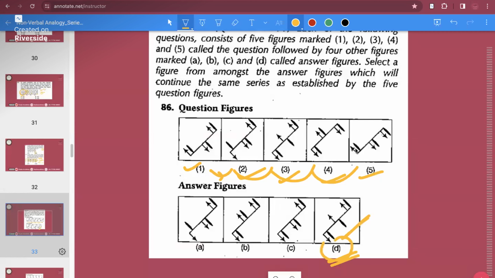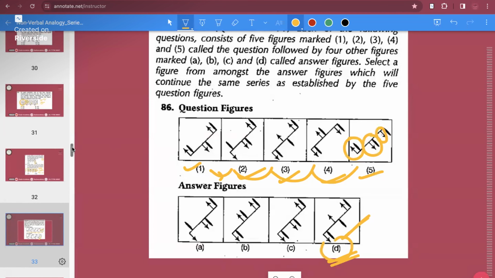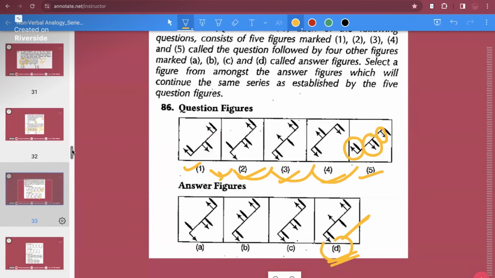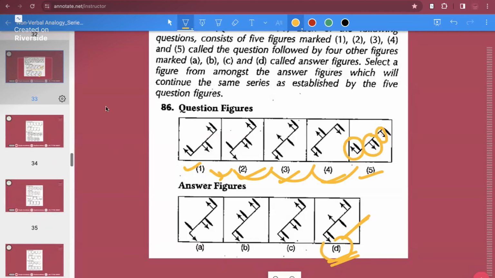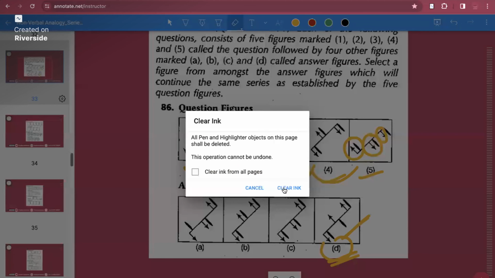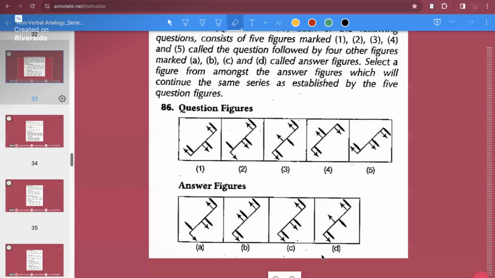I was thinking that it should change in series, that these two and this alone should change, because that was happening in the series. And with this, a lot of time will pass for the aspirant. But also there is no option like that. So we'll have to go ahead with D as the best answer.